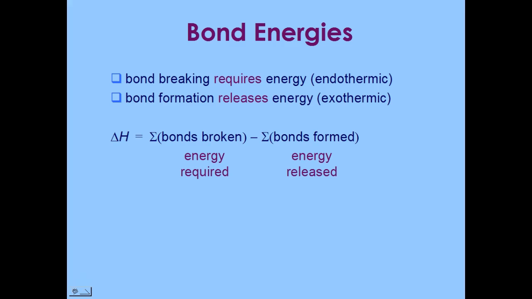So rather than products minus reactants, where the compounds and elements are all taken care of as they are, because we're dealing with individual bonds, we switch it and take the bonds that are broken and subtract from them the bonds that are formed, or the energies for the bonds that are formed.